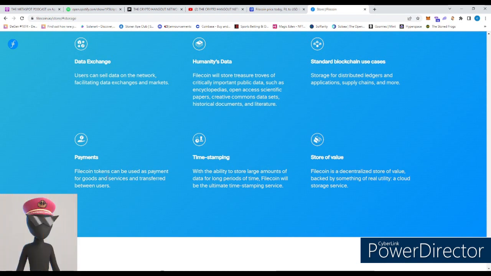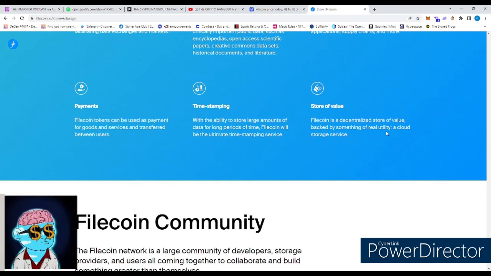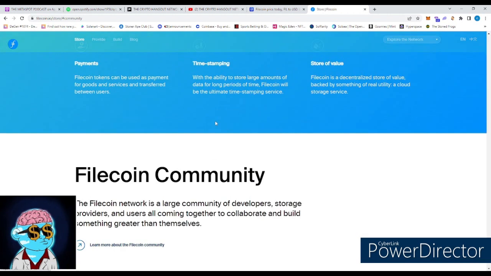Other use cases: data exchange, you manage data, standard blockchain use cases, store of value, timestamping, and payments. Filecoin tokens can be used as payment for goods and services transferred between users. And it's a decentralized store of value backed by something of real utility, a cloud storage service. Filecoin Network is a large community of developers, storage providers, and users all coming together to collaborate and build something greater than themselves.